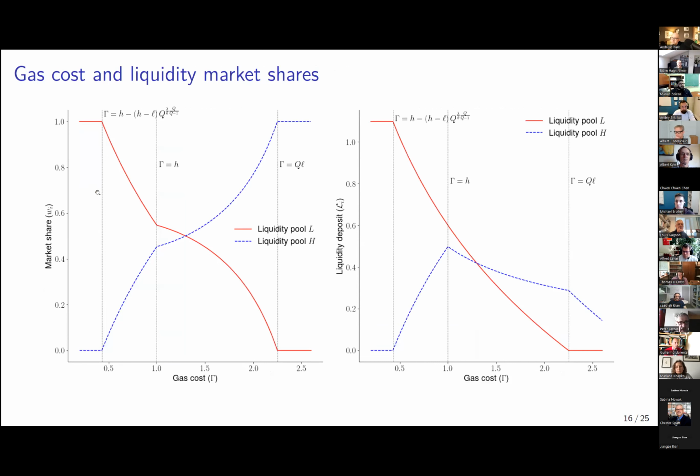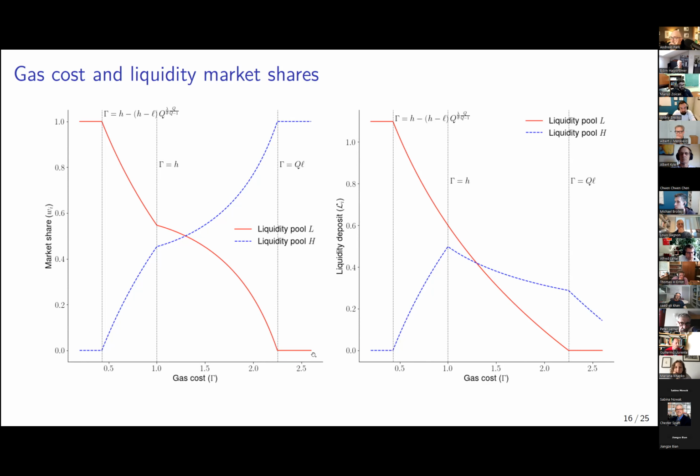All right. Now, what's the role of gas costs? What we're doing in the model is some comparative statics on what happens with market shares of various pools when the magnitude of the fixed cost changes. So as the gas cost increases, right? If the gas cost is very low, then everybody goes to the low fee pool because rebalancing is not expensive. If the gas cost starts to increase, then we see a substitution effect. We see people migrating from the low fee pool to the high fee pool.